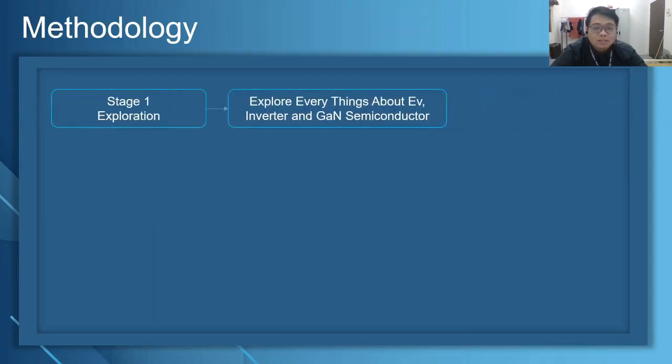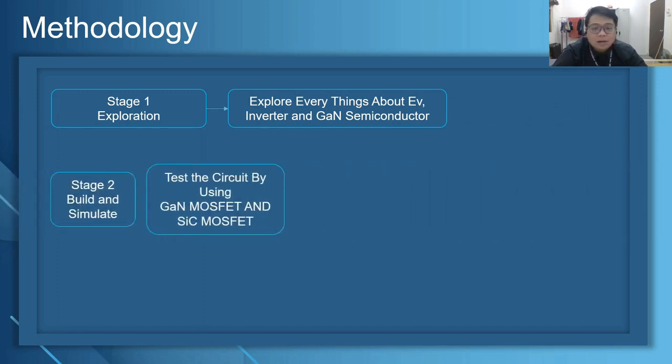The next part is the methodology of this project. In this project, it will be separated into three stages. The first stage is the exploration stage, which will explore everything about electric vehicle, inverter, and gallium nitride semiconductor. The next stage is build and simulate.